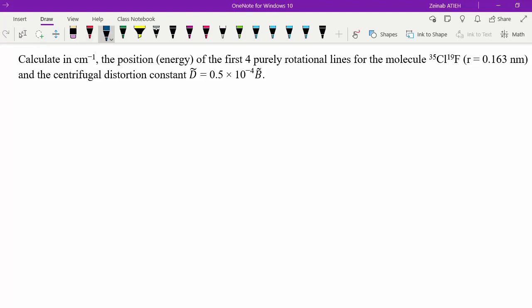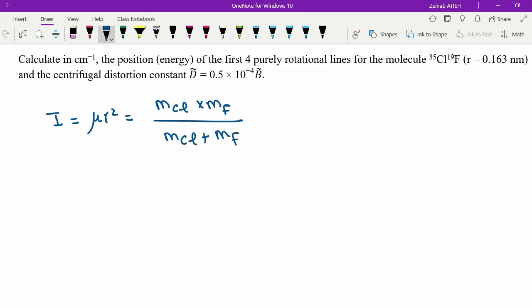To find B bar, I will start first by finding the moment of inertia of the molecule. So I is equal to mu r squared, where mu is the reduced mass. It's equal to the mass of Cl multiplied by the mass of F divided by the mass of Cl plus mass of F, times r squared.